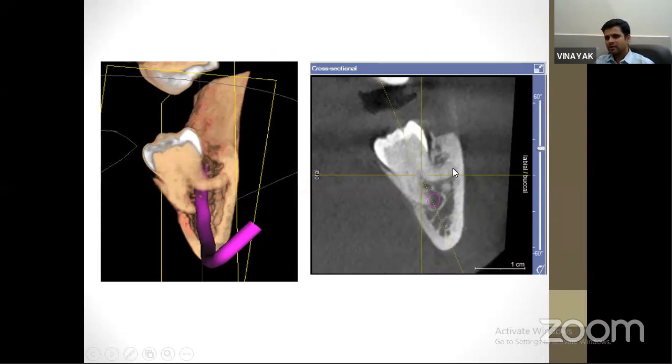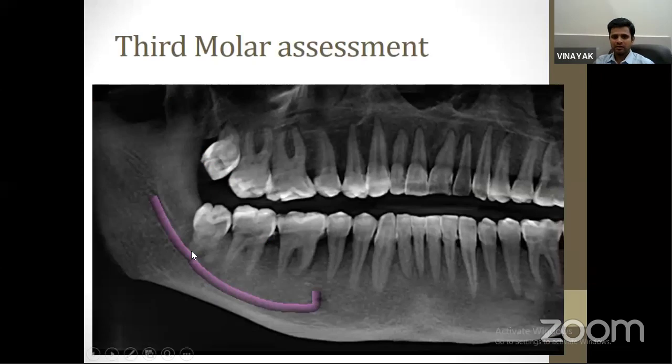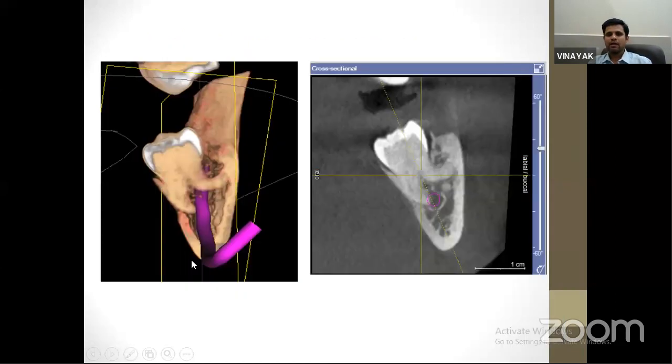Also, we can see the curvature of the roots. This curvature will never be seen here. You can never appreciate it because it is curved in the buccal direction. This is not seen. So this can be seen and we can plan our extraction accordingly.